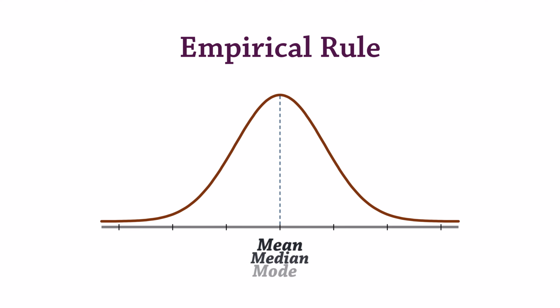The mean, median, and mode are all equal and are the center of the distribution. So we often just refer to the mean. Because of symmetry, 50% of the distribution is below the mean, so we have 50% above the mean as well.